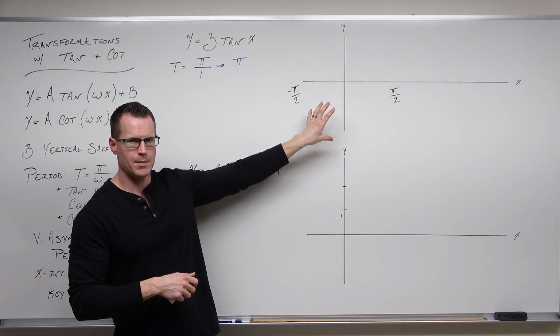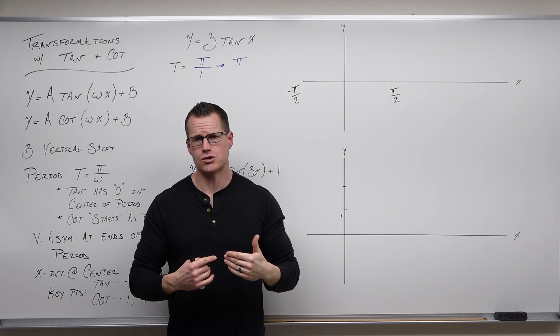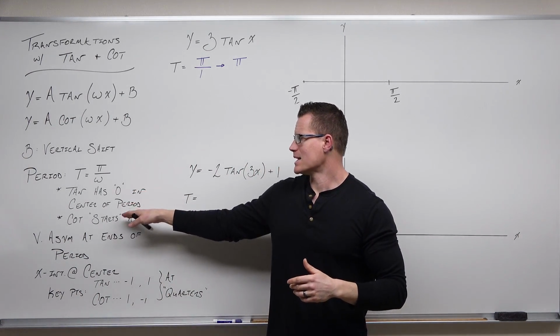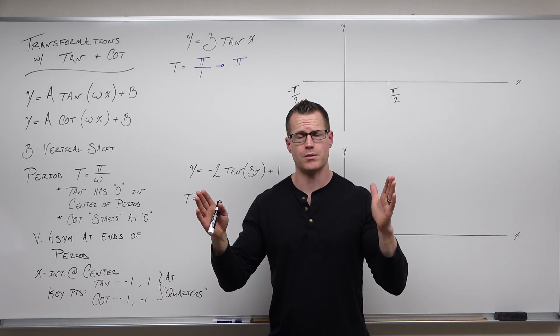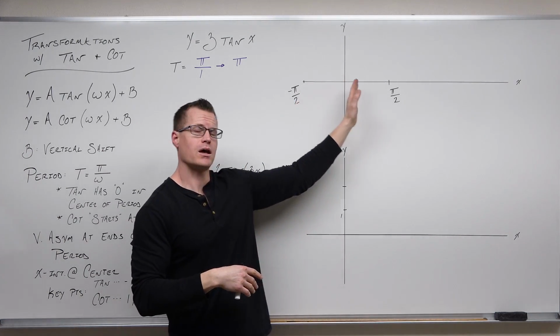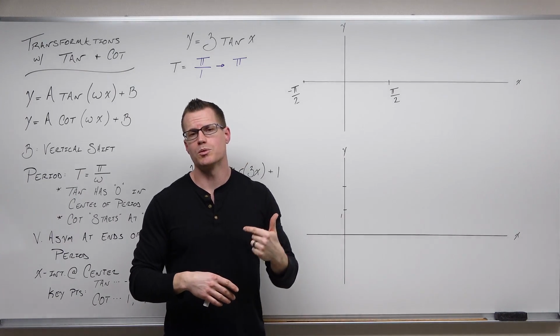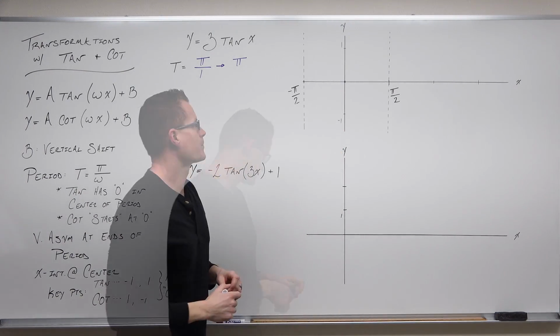Now, what happens next? Use some of the key features that we understand about tangent, understanding that at the ends of your period, you're going to have a vertical asymptote. So we're going to put that up there. We're going to put vertical asymptotes at the ends of our periods, right here at negative pi over 2 and right here at pi over 2. We're also going to put an x-intercept right at the center, in this case, right at the origin.